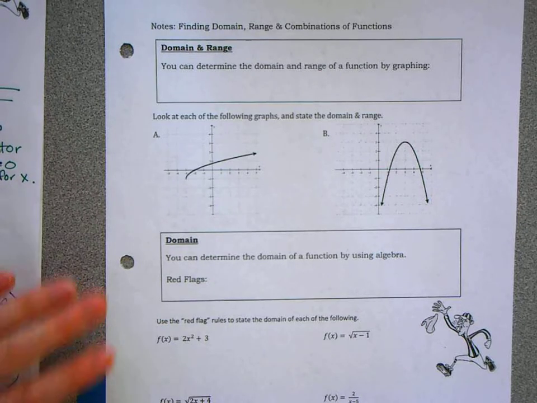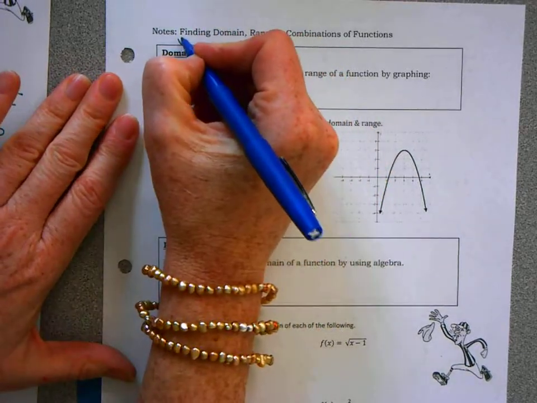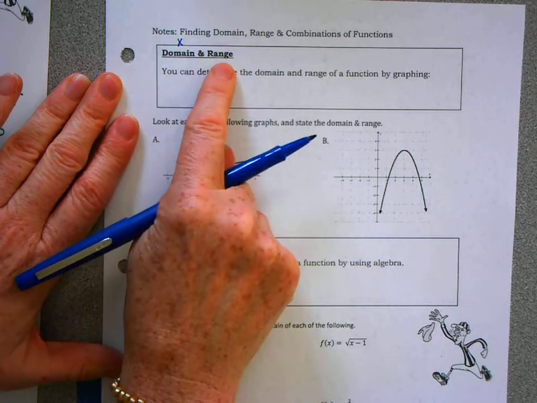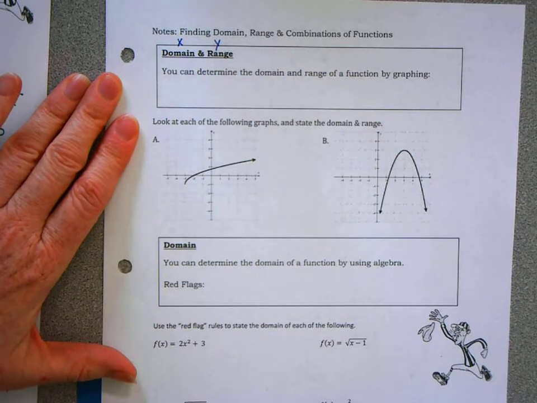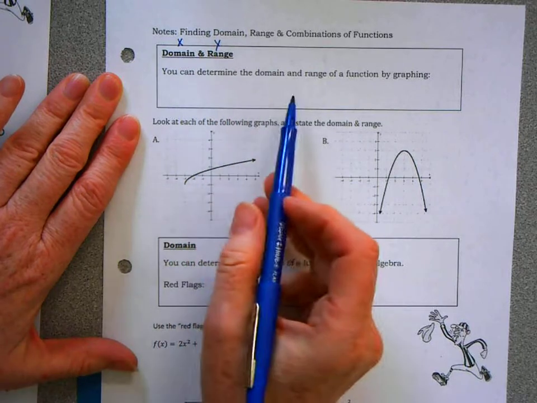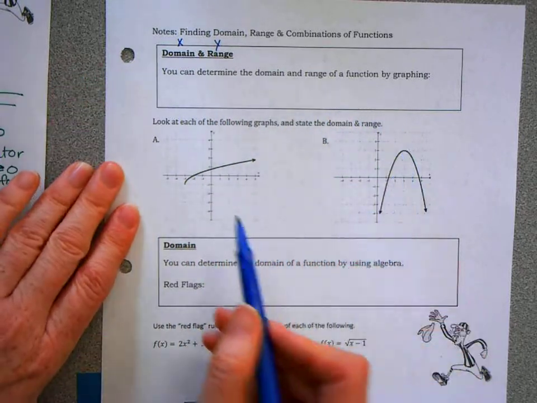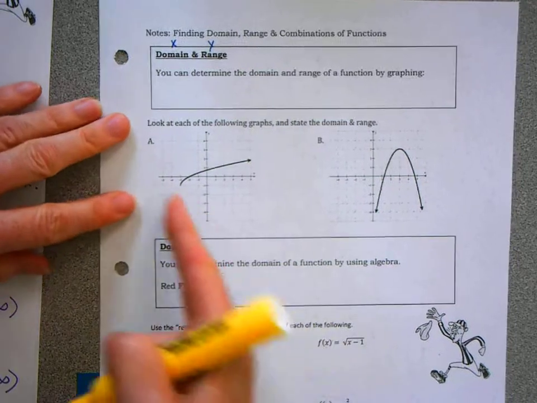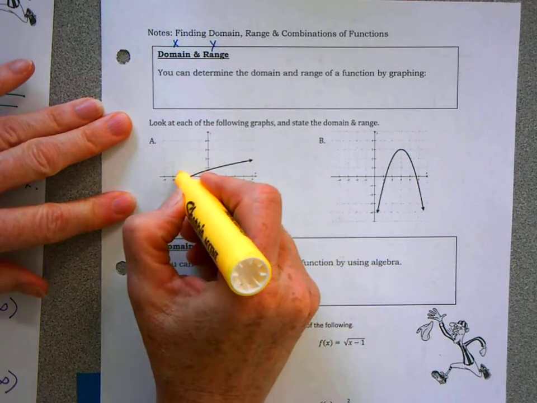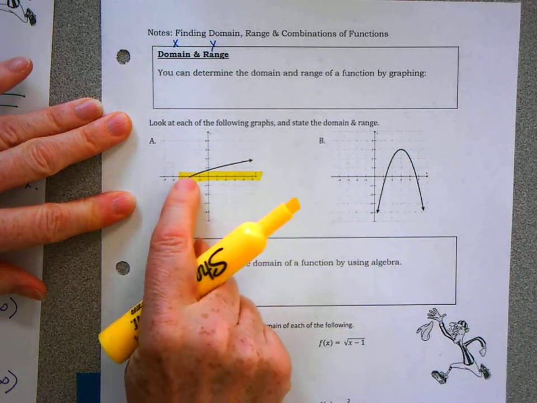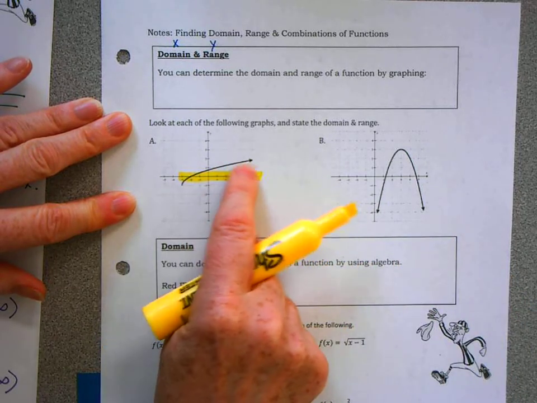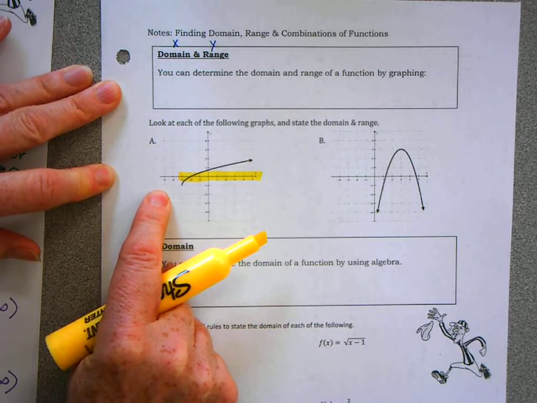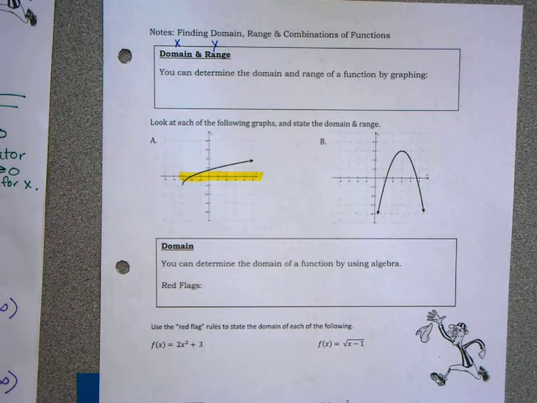So domain and range. Domain is all about x. On the x-axis, does the graph exist? That's the domain. Where on the y-axis does the graph exist? That's the range. You can determine domain and range by graphing. So I'm looking at these two graphs, and I say, where on the x-axis does this graph exist? Well, if I highlight this, for every one of these x's that I've highlighted, the graph exists. The graph does not exist to the left here of -3. So that tells me my domain.